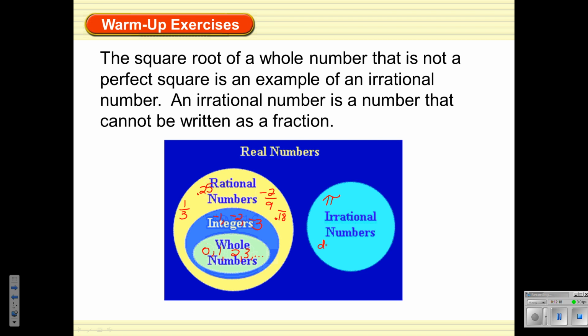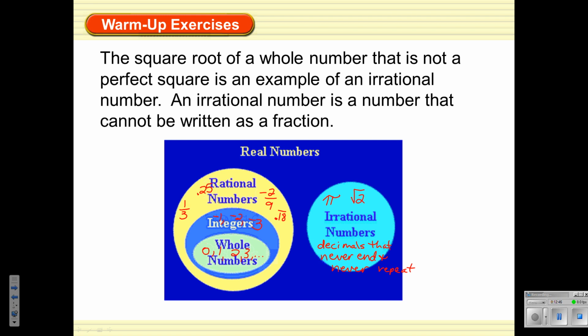Irrational numbers, here's the definition: decimals that never end and never repeat. They cannot be written as a fraction. They never end and never repeat. So pi is an example of that. But also the square root of a number that is not a perfect square. So the square root of 2 is a perfect example of an irrational number.